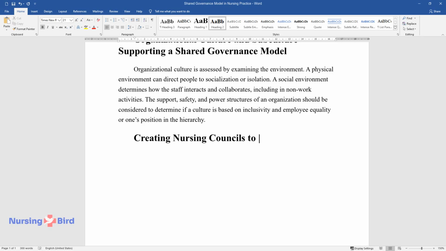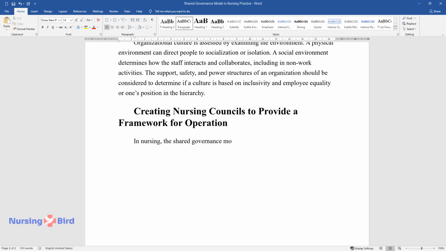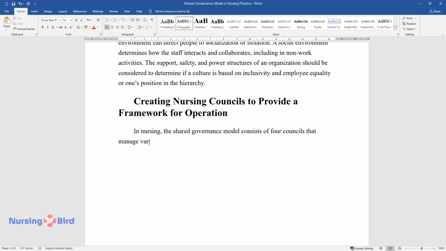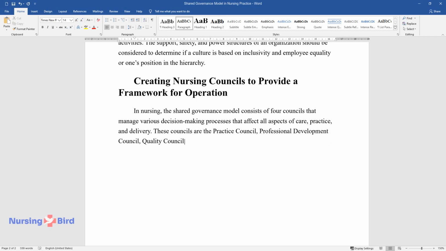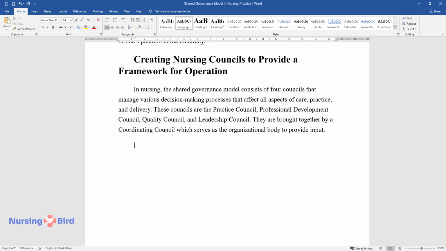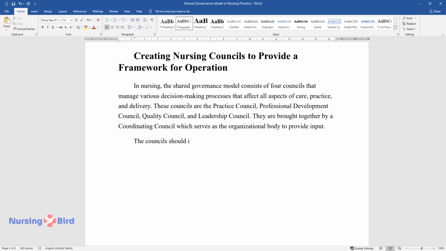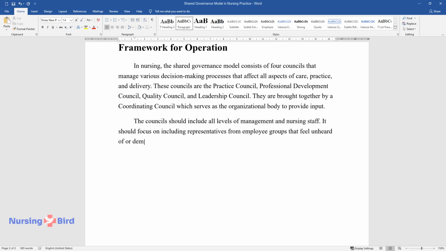Creating nursing councils to provide a framework for operation. In nursing, the shared governance model consists of 4 councils that manage various decision-making processes that affect all aspects of care, practice, and delivery. These councils are the Practice Council, Professional Development Council, Quality Council, and Leadership Council. They are brought together by a coordinating council, which serves as the organizational body to provide input. The council should include all levels of management and nursing staff. It should focus on including representatives from employee groups that feel unheard or demand change.